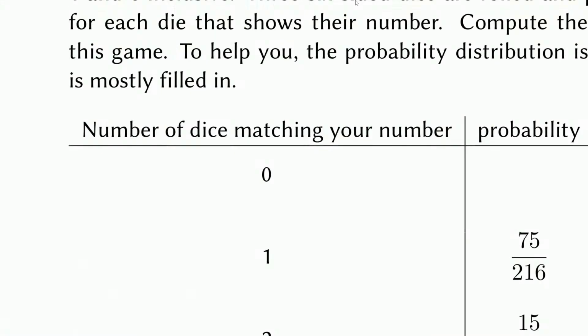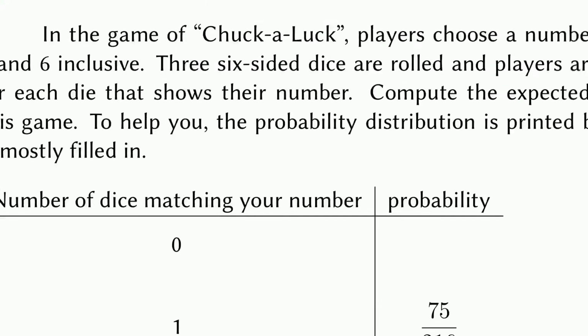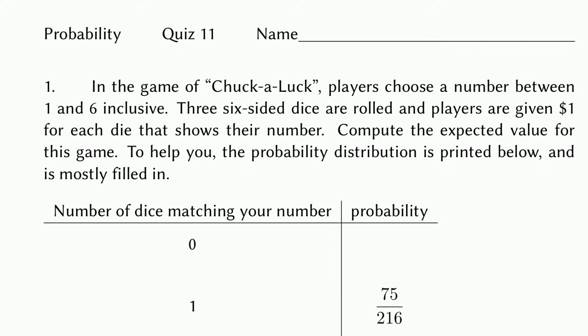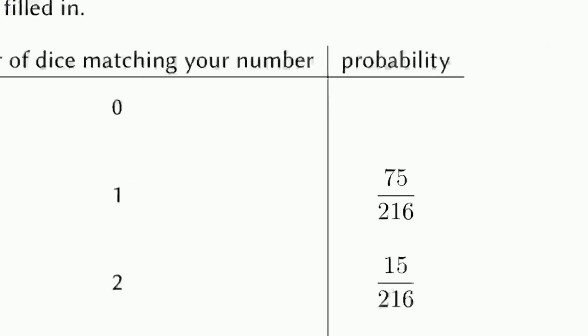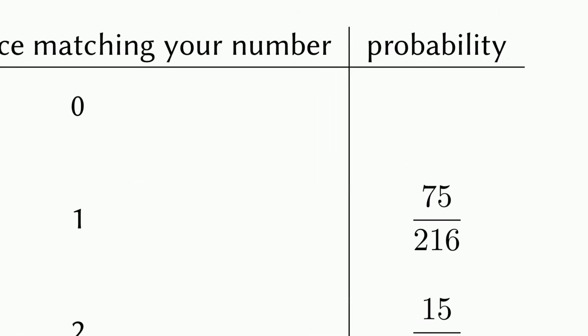So first things first, we need to know these probabilities. Then once you have the probabilities, it's pretty straightforward. Although I realized that there is one nuance that I kind of left off here, but we'll deal with it. Some of you might have noticed, maybe you didn't. Okay, the probability of none of the dice matching your number.